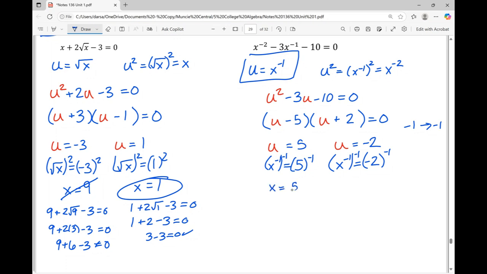But then how do I deal with 5 to the negative 1? Well, what do we do with negative exponents? If we want to turn them into positive exponents, we have to send them either from the numerator to the denominator or the denominator to the numerator. So this is going to be x equals 1 over 5 to the positive 1, or x equals 1/5. That was a little tricky. We had to go back and remember our exponent rules.